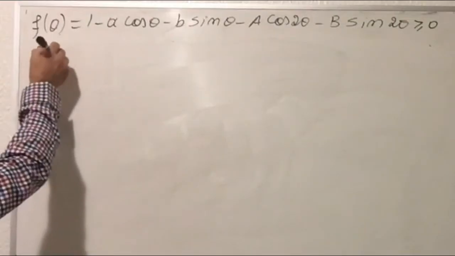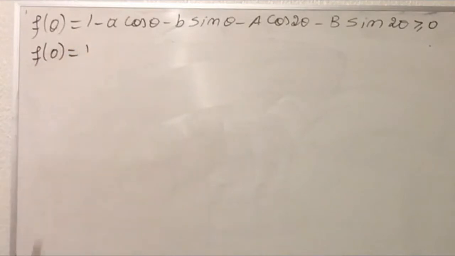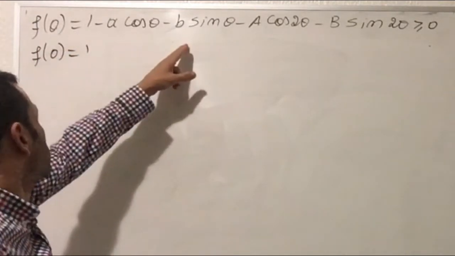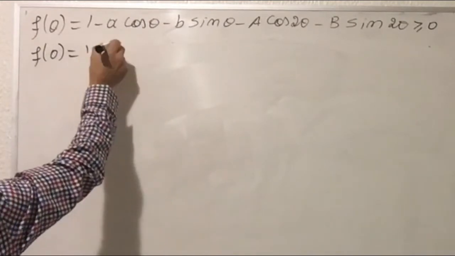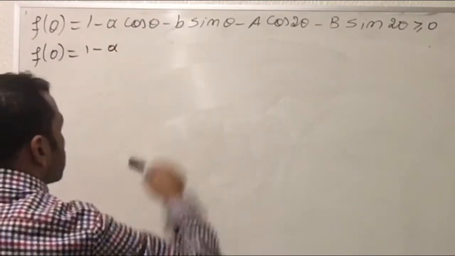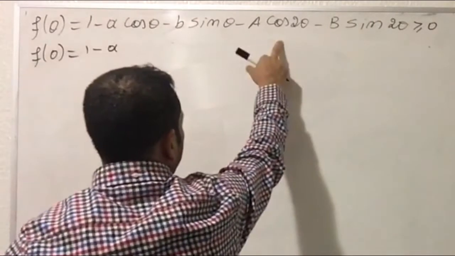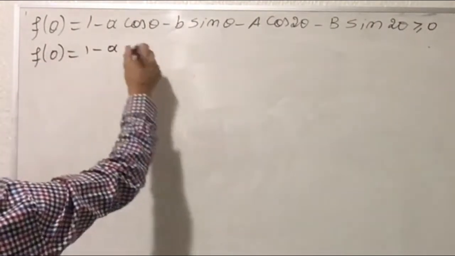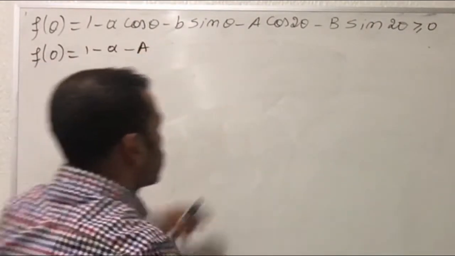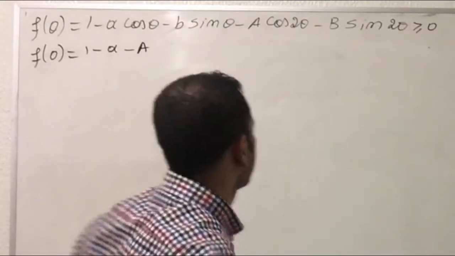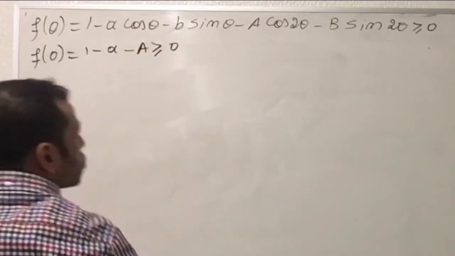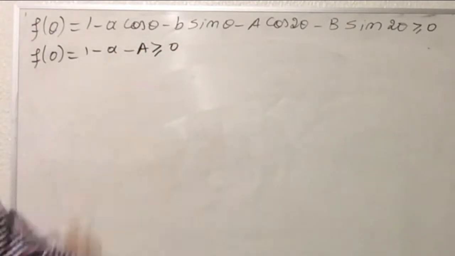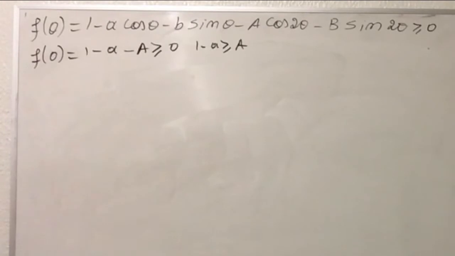So I have f of 0. Let's plug 0 into this function. The cosine of 0 gives me 1, so minus a. Sine of 0 equals 0. Cosine of 0 is 1, so minus A. And 0 into sine gives me 0. So my inequality becomes this one: always superior or equal to 0, or 1 superior or equal to a plus A. Let's call it inequality number 1.